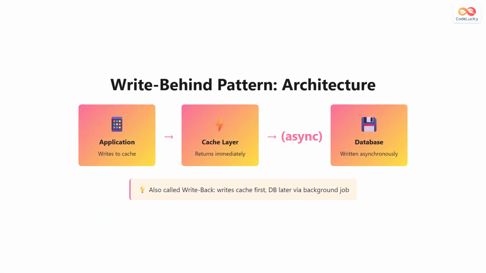The write behind pattern, also called write back, takes a different approach optimized for performance. The application writes data to the cache first and gets an immediate response. The database write happens asynchronously in the background through a separate process or job, not synchronously with the cache write. This means the application doesn't have to wait for the database to complete its operation. The arrow from cache to database is marked as asynchronous, indicating the time-delayed nature of the database write. This pattern is designed to maximize write performance.